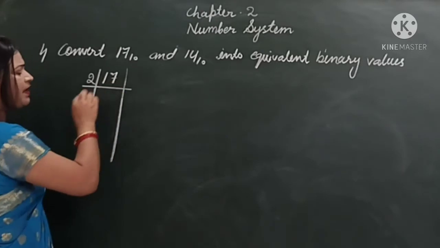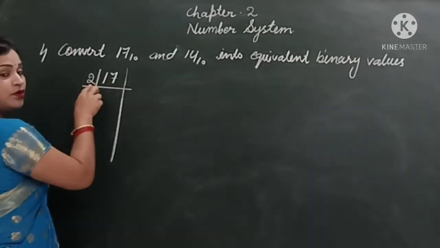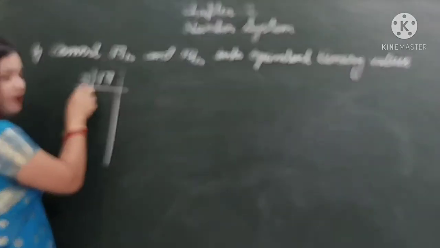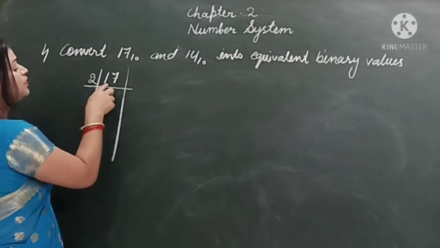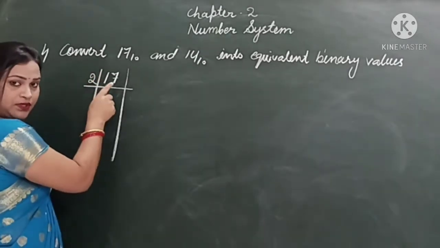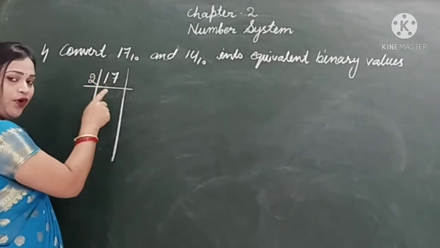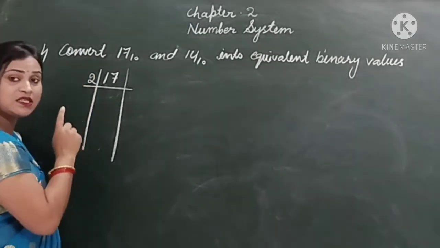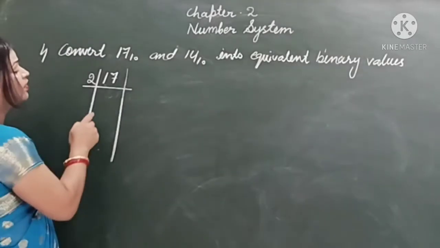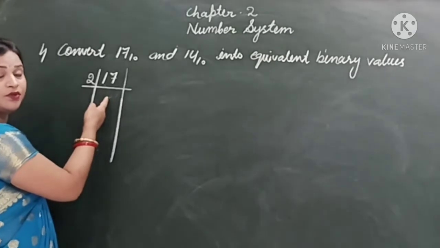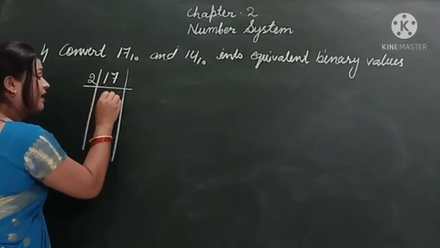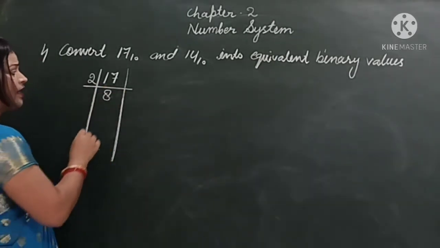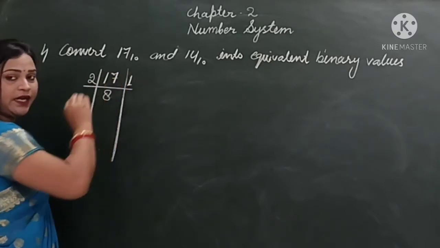Divide this 17 by 2. Then read the table of 2. So 2 6s are 12, 2 7s are 14, 2 8s are 16. 2 8s are 16, so 8 we write as the quotient below, and the remainder on the right hand side.